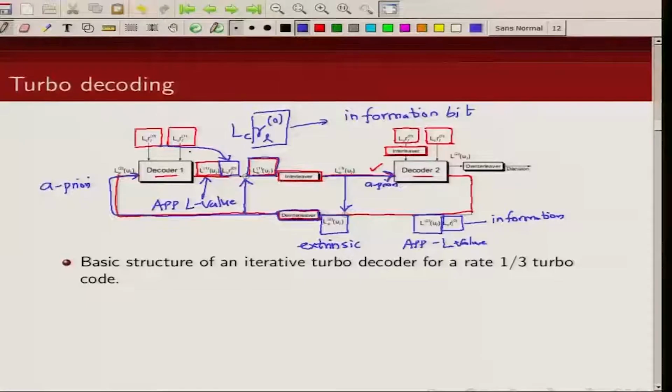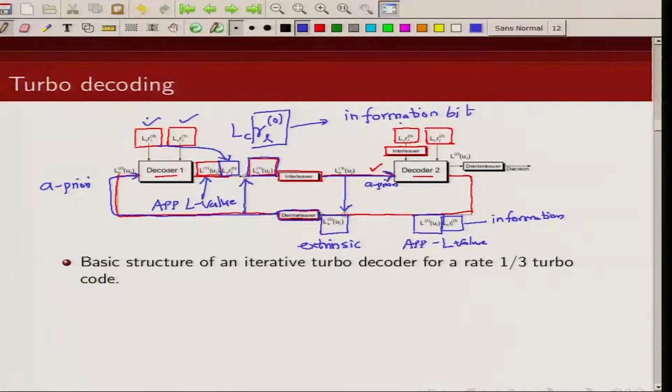Again, I will do a quick recap. Using the BCJR algorithm, I have some received values from the channel, which are this and this. Initially, I do not have any a priori knowledge about the information bits, so I assume they are equally likely to be 1 or 0. Decoder 1 will apply the BCJR algorithm and compute the APP L values and the extrinsic L values. Now, this extrinsic information is passed as a priori information to decoder 2.